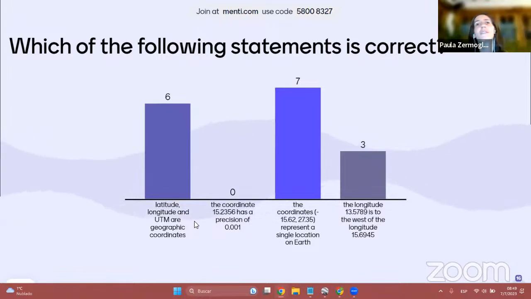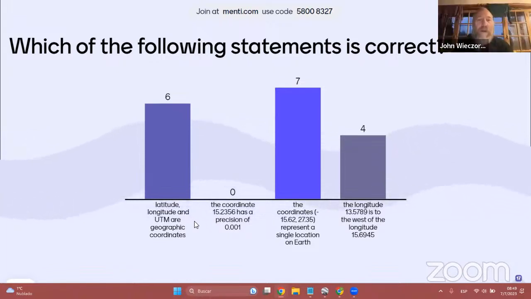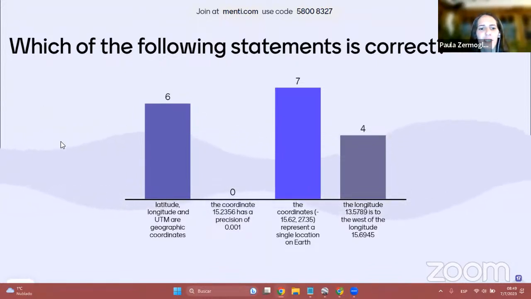Yeah, if you want to talk, go ahead, John. I just didn't want to interrupt. Yeah, so what are UTM coordinates if they're not geographic coordinates? They are projected coordinates. Remember we talked about projections and the universal transverse Mercator projection. So those are numbers that apply to a flattened map, not to the model of the surface of the Earth. That's why they're not geographic coordinates. Thank you, John. So this one is incorrect.